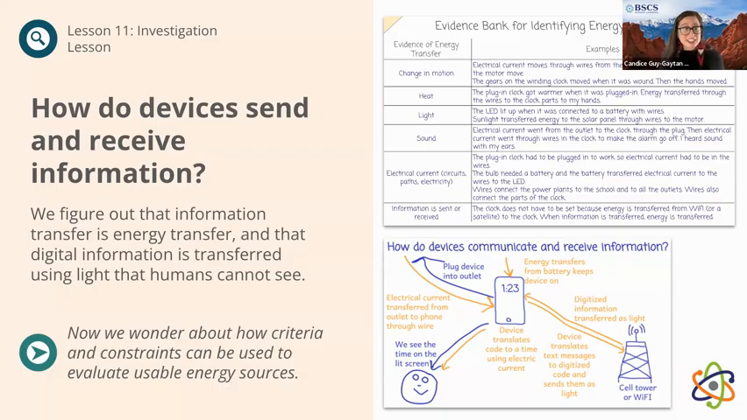We also figure out that digital code is made of on and off patterns represented by ones and zeros, because believe it or not, binary code is a fourth grade standard. And we also learn that digital information is wirelessly transferred using light we cannot see. After updating our class consensus model, we returned to our driving question board and noticed that we still have questions about the effects that plugging in and using our devices may have on the environment. So we wonder how using criteria and constraints can help us evaluate usable energy sources.